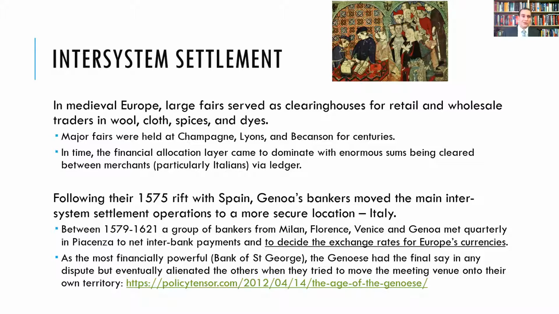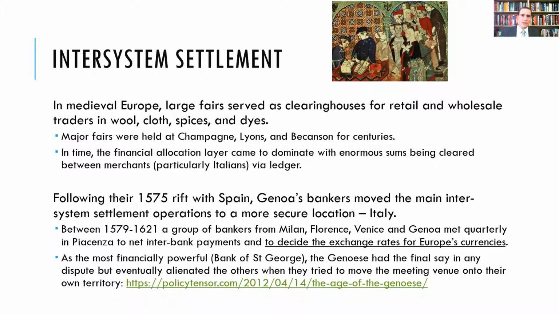Now, a particular breakpoint occurs in the medieval fair system in 1575. There has been a significant fallout at this point between an organization called the Bank of St. George from Genoa and the Spanish Empire. Now, when this sort of problem occurs, the Genoese decide that it's no longer safe for them to operate these sorts of large fairs in territories that are easily seized or controlled by the Spanish.